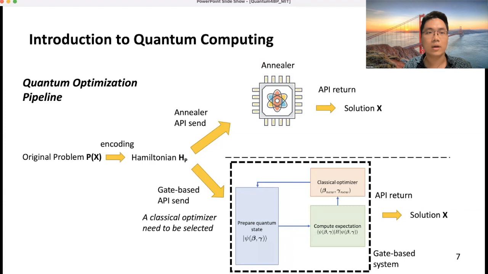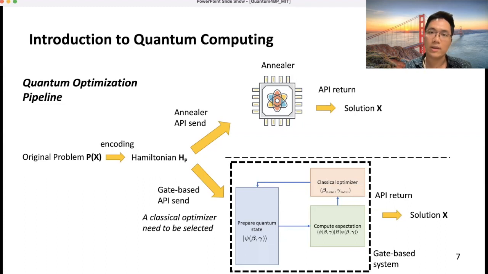To use the quantum optimization algorithm, we have a pipeline. In the beginning, we have our original problem, which I call P. The variable in P is X. Then, in order to apply it to a gate processor or quantum annealer, we need to encode the problem into a Hamiltonian H_P. Then we call an API to send it to the processor. If we use a gate processor, we not only need to prepare the Hamiltonian, but we also need to design which classical optimizer to select the beta and gamma in the gate processor.